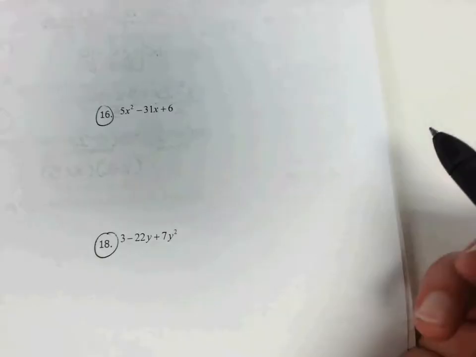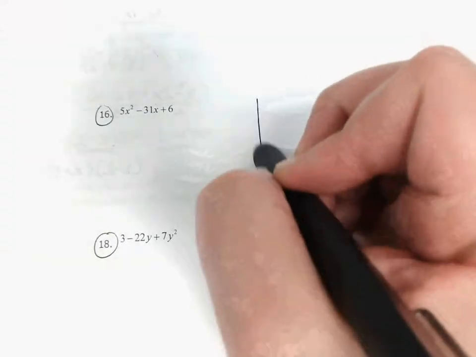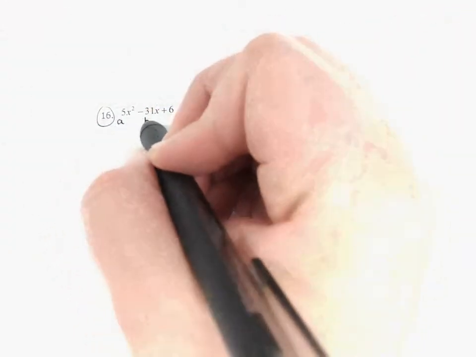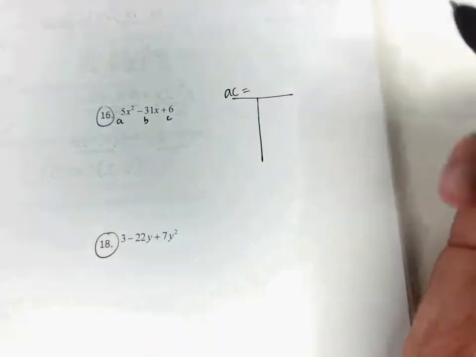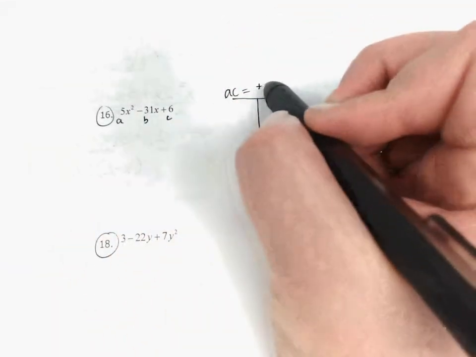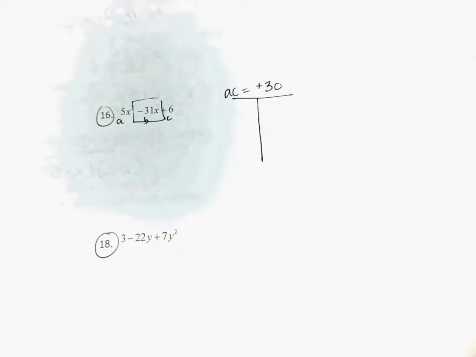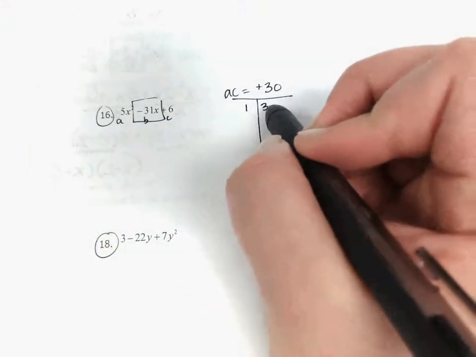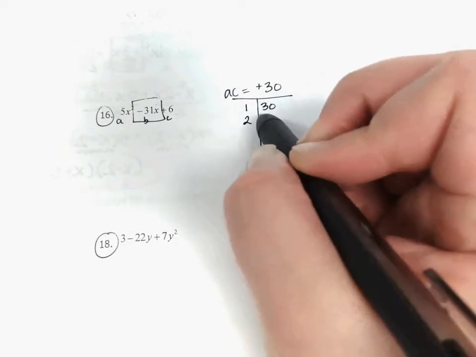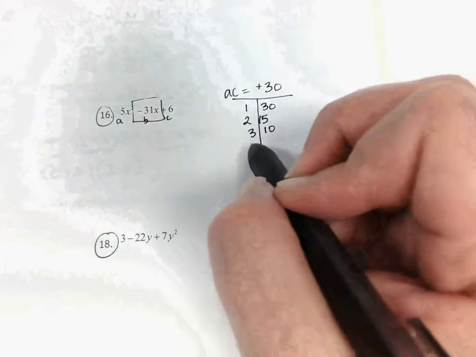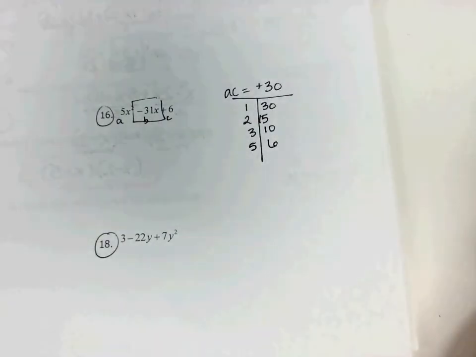First thing that I notice is that I already have it in the correct order. That's good to go. So I'm going to set up my chart here with an AC. A, B, C. 5 times 6 gives me a plus 30. I need a negative 31 in the middle. Okay, I can do 1 times 30, 2 times 15, 3 times 10, 5 times 6, and then that's it.